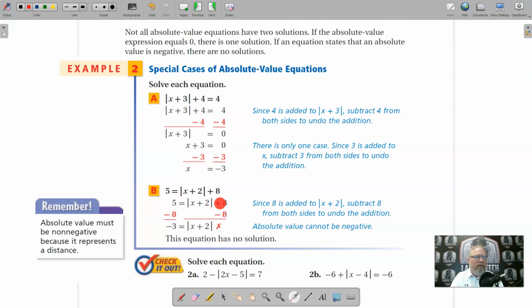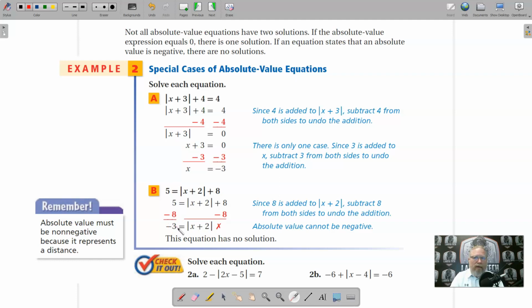So let's go ahead and get rid of the positive 8 with a negative 8. And what we do to one side, we're going to do to the other. So we're going to subtract 8 from the left side as well. The positive 8 and negative 8 cancel each other, and we end up with just the absolute value of x plus 2 on the right. And 5 minus 8 equals negative 3.